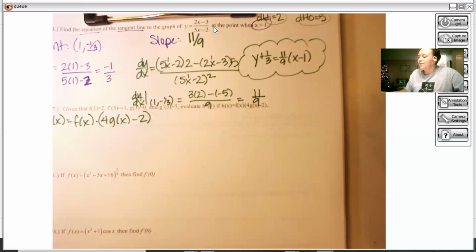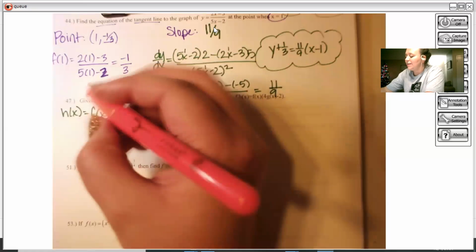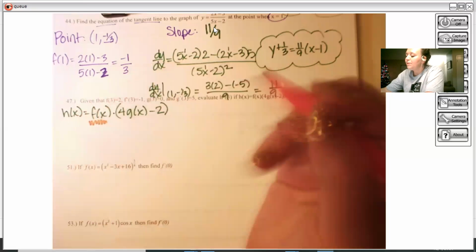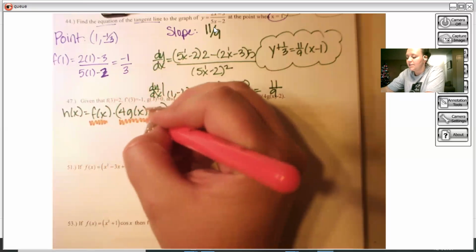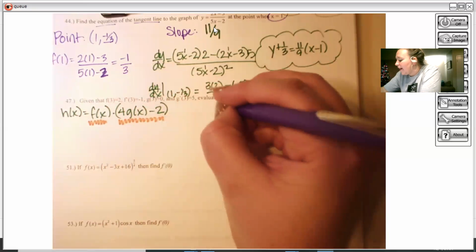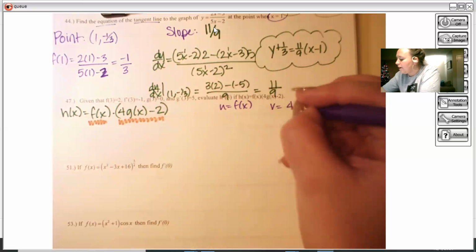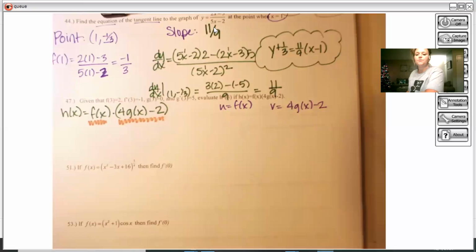Okay, so the notation on this one is a little odd, but it's basically asking you to find h prime. So you just have to pick what rule you're going to use. I can see that the first part of my function is f of x multiplied by 4g of x minus 2. Okay, so when I notice that that's a multiplication of two functions, I know I'm going to have to use product rule. So my u is going to be f of x, and my v is going to be 4g of x minus 2.